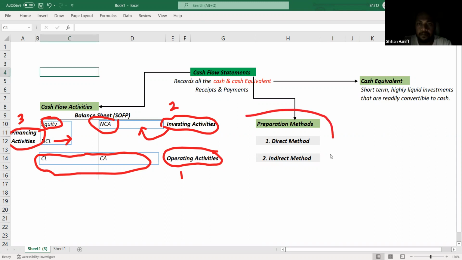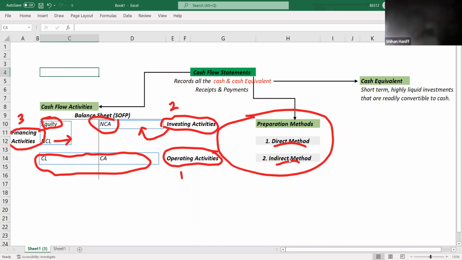Preparation of cash flow statement. There are 2 methods to prepare the cash flow statement: direct method and indirect method. So we will be preparing the cash flow statement either using direct method or indirect method.